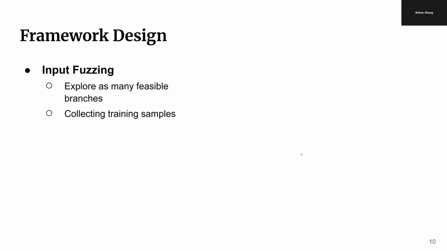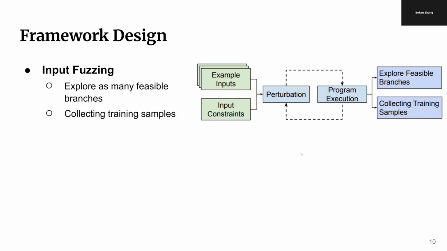On the left is input fuzzing. We perturb example inputs with small random variations within the valid range and the physical constraints. Each perturbed input may exercise new branches, so we keep fuzzing until the set of discovered branches stops growing, concretely, until 10 consecutive runs find nothing new, and collect about 10,000 examples for each branch, so each model gets a rich training dataset.